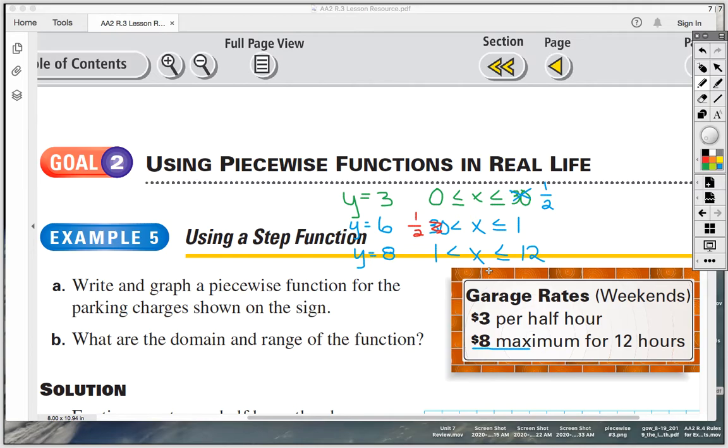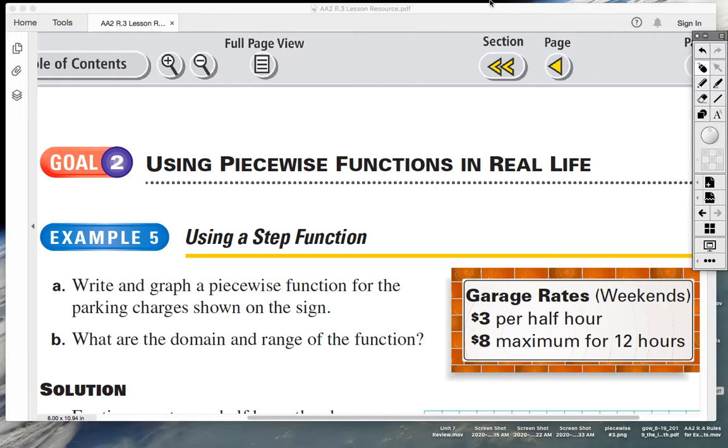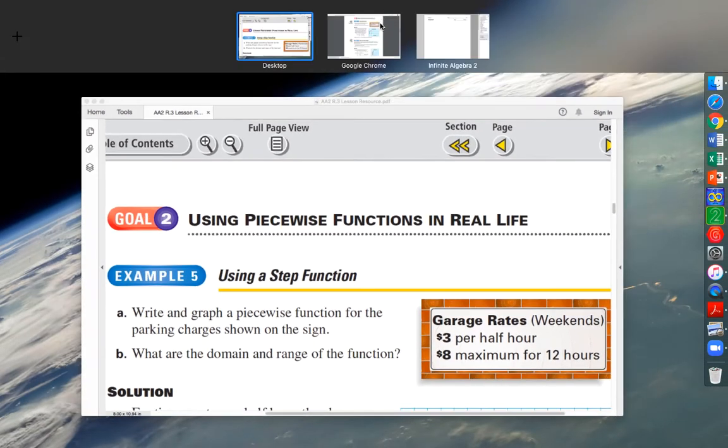So using this particular box, this is how I've written this piecewise function. That y is equal to 3 as it takes place from 0 to 1/2. Y is equal to 6 from 1/2 to 1. And y is equal to 8 from 1 until 12. Does that make sense for everybody? I certainly hope so. All right, so then you need to go to Desmos, graphing calculator.